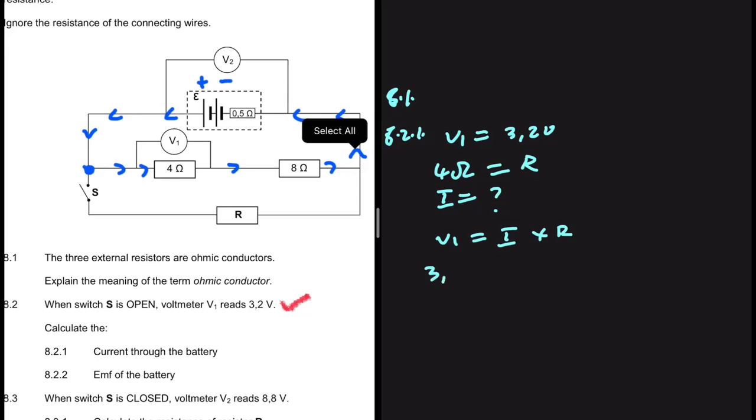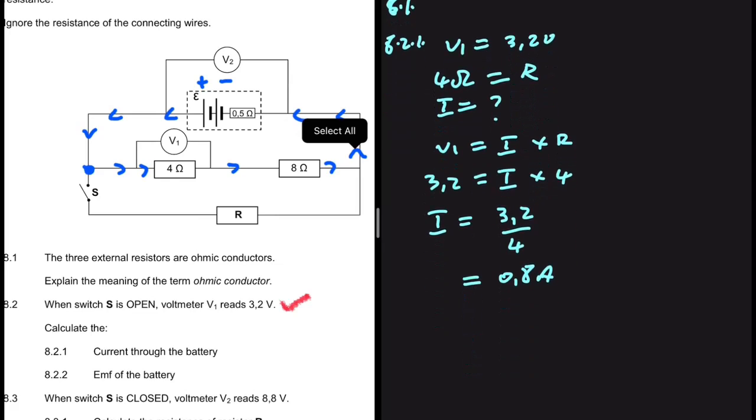So we're going to have V1 being equal to I multiplied by R. V1 is 3.2 volts. I is what we're looking for, and R is 4 ohm. So we're going to have the current being equal to 3.2 divided by 4. If you put that in your calculator, you should get 0.8 ampere. So that is the current through the battery, the current through the 4 ohm resistor, the current through the 8 ohm resistor. The question that follows, we are looking for the EMF of the battery.